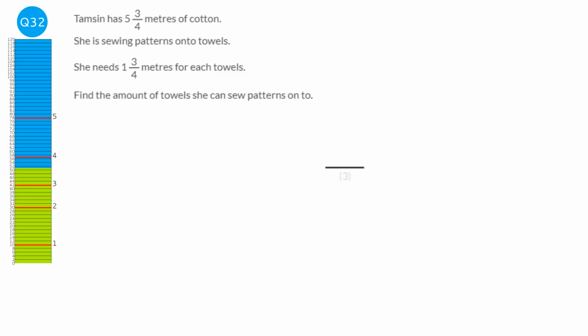So this question is asking us really to divide the 5 3/4 by 1 3/4. So we're going to do 5 3/4 divided by 1 3/4, because we're finding out how many of each of these towels, which is 1 3/4 metre, can be made when the total amount of cotton is 5 3/4.